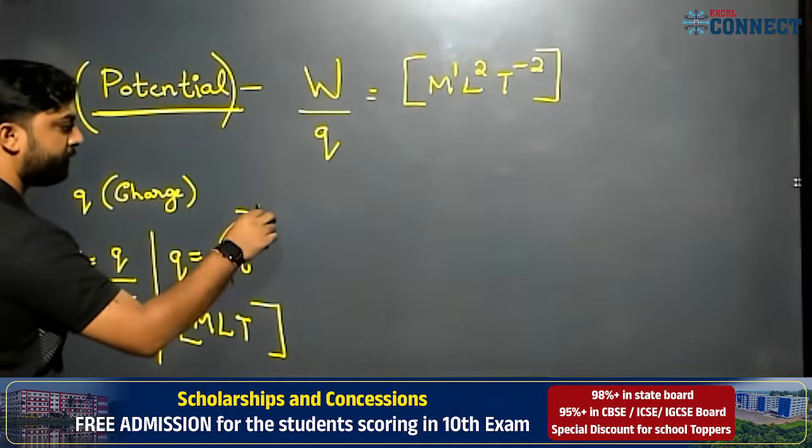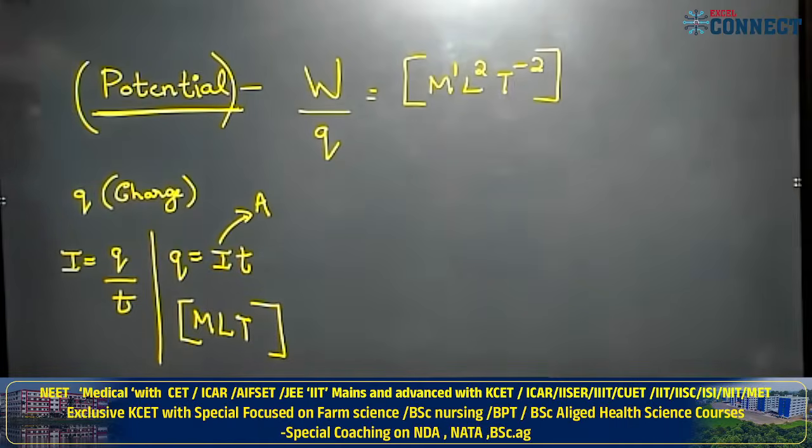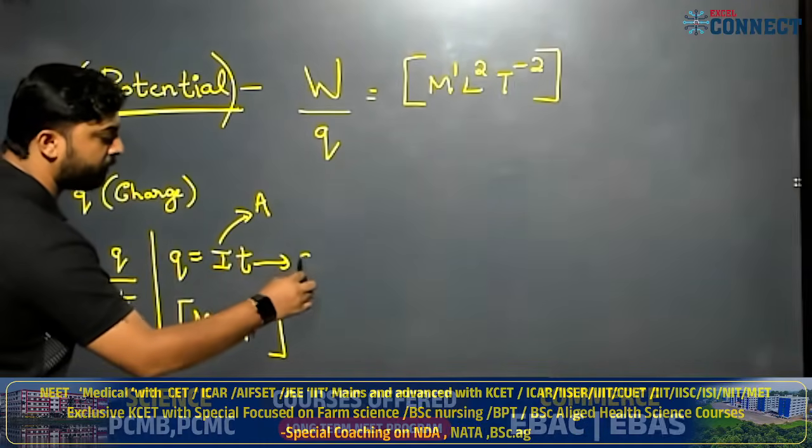I is current. Current in unit ಏನು? Ampere. ಇಲ್ಲಿ time is unit ಏನು? Second, right?